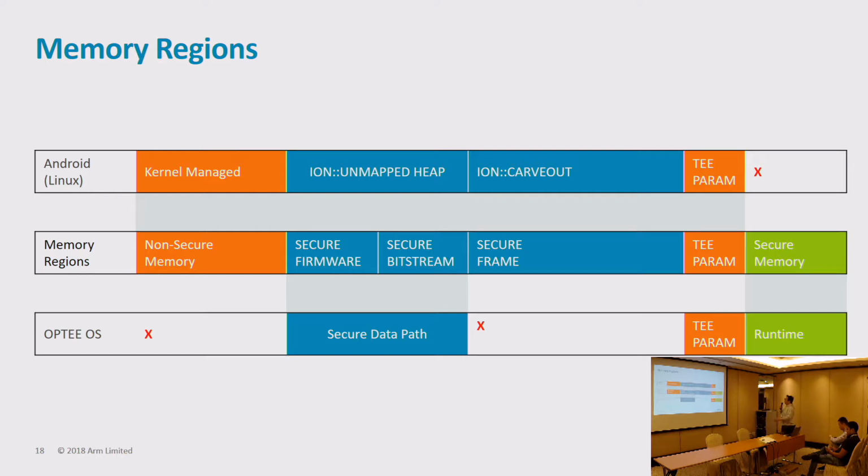And then the carve-out for the decoded content, and then we follow with the TEE parameter. TEE parameter memory is accessed by both sides for sharing, for passing the parameters. And on the OP-TEE side, we mapped the secure firmware and secure bitstream part as secure data and everything. The red cross means that it cannot access.